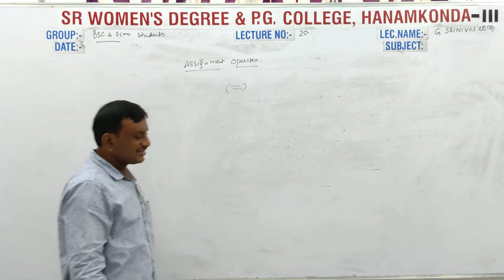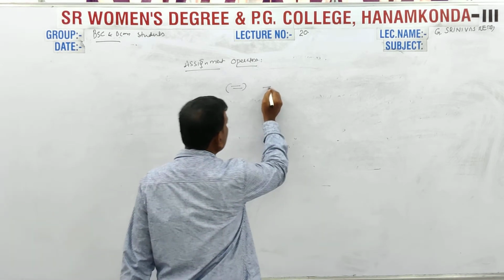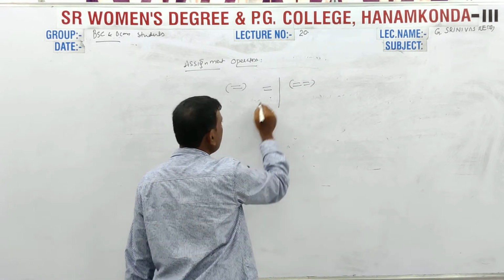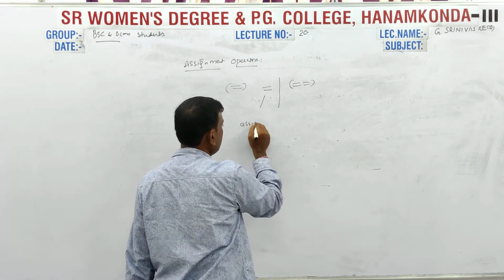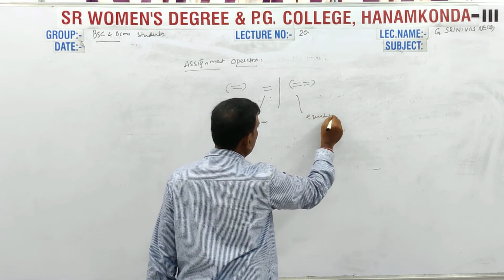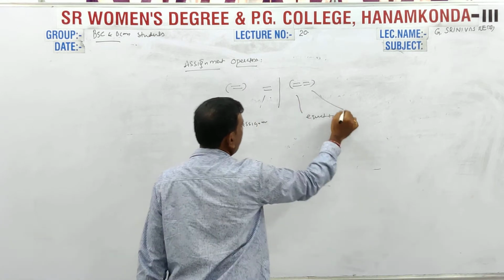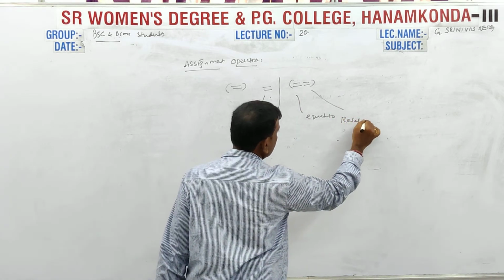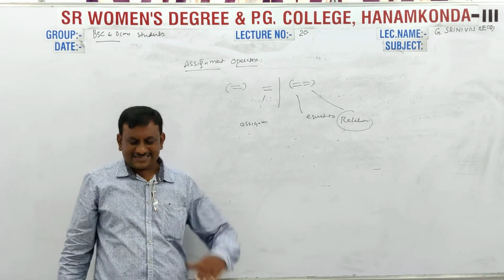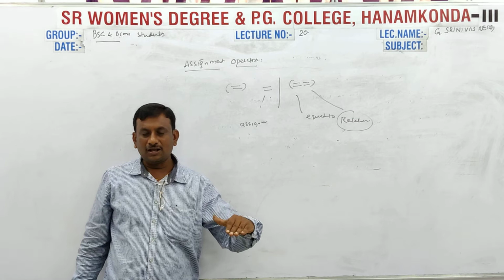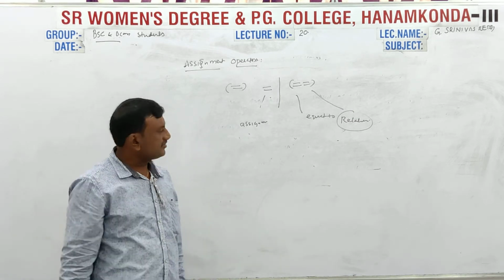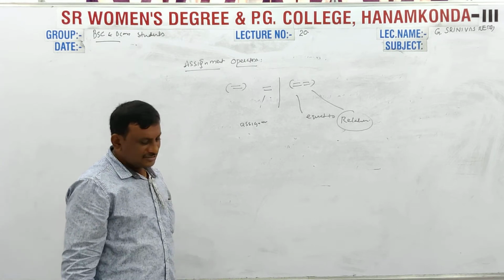Here two distinct operators are there. This is the assignment operator, and this is the equivalent operator, the equal to operator, used for comparison. The assignment operator means assigning a value to the variable, or assigning an expression to the variable. That is the purpose of using assignment operators.